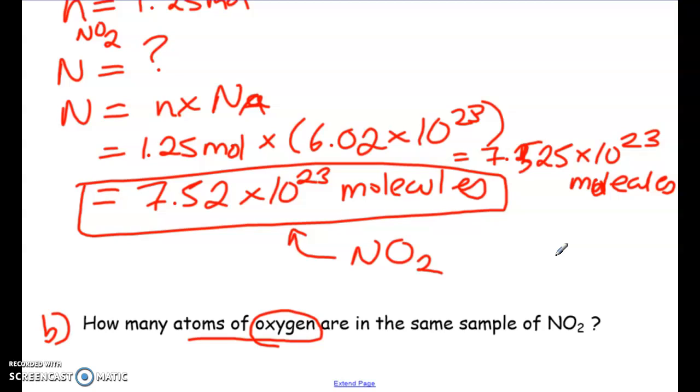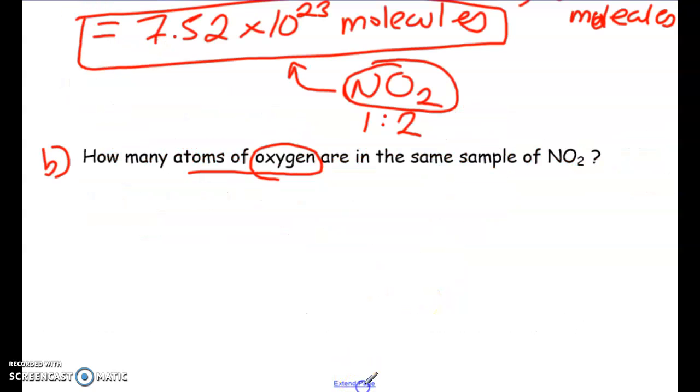So if you remember from our mole lesson, think of this as like a little assembly line. For every one nitrogen, there are 2 oxygens. So for every one NO2, there has to be 2 oxygens to create it. So technically, if I want to know the number of oxygen atoms, I have to take my number of molecules and double it. Because for every one molecule, I need 2 oxygens to create that molecule. So I'll show you how to set this up.